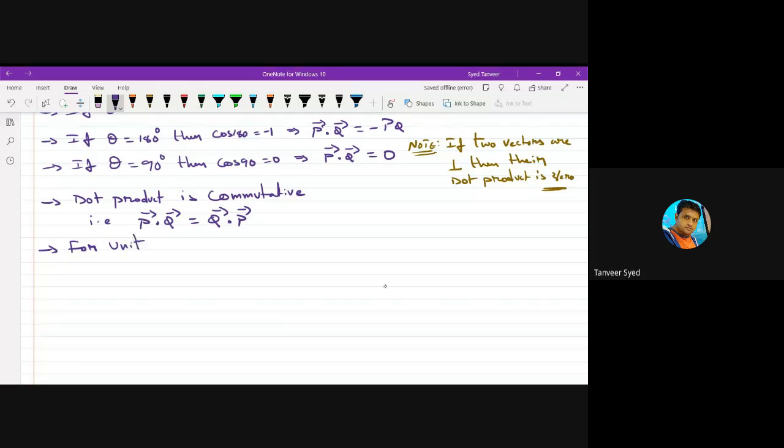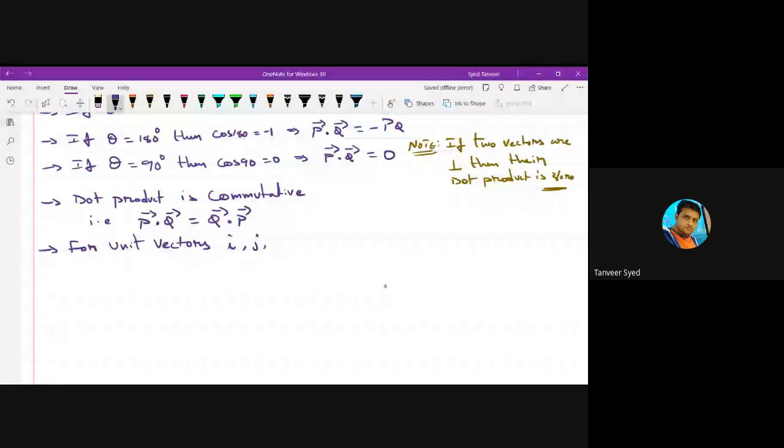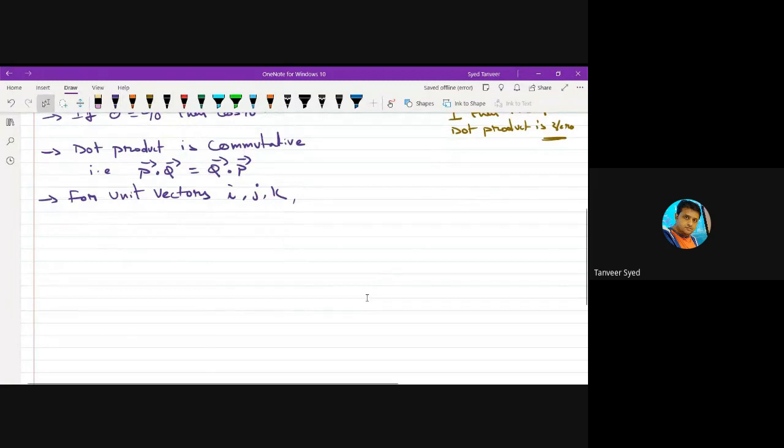Then, important point, for unit vectors i, j, k, what will be the dot product? Try to understand.